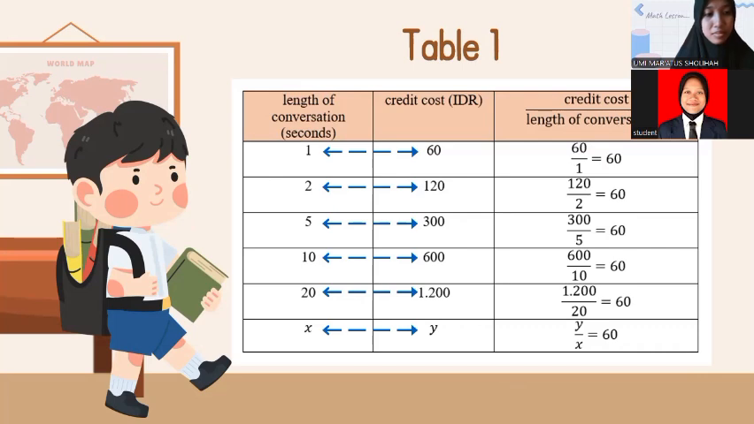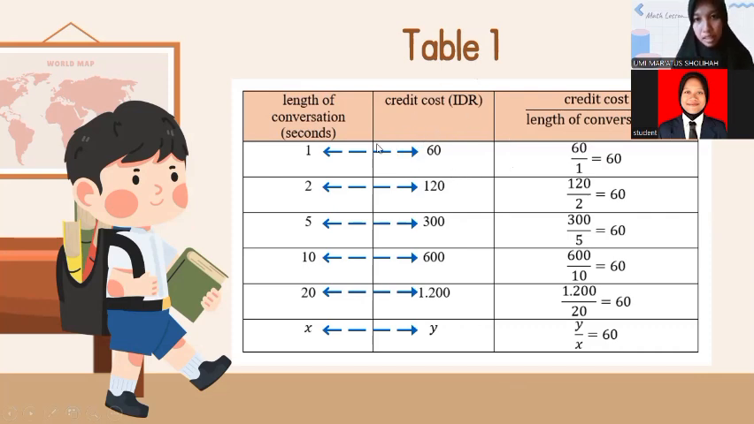The number in the second column increases as the number in the first column increases, Miss. That's right. So, this is an example of value comparison with constant. In a value comparison, the ratio of two values is always constant. And this is the length of conversation. If 1 second, you must pay a credit cost of 60 rupiah. Yes.